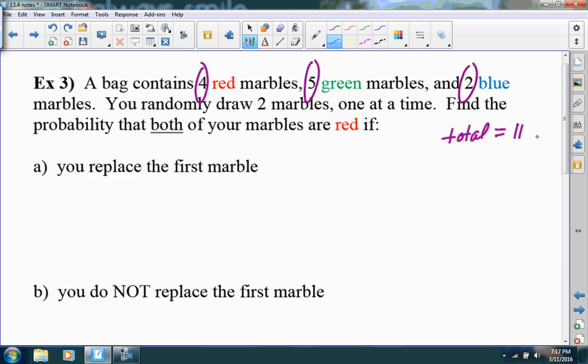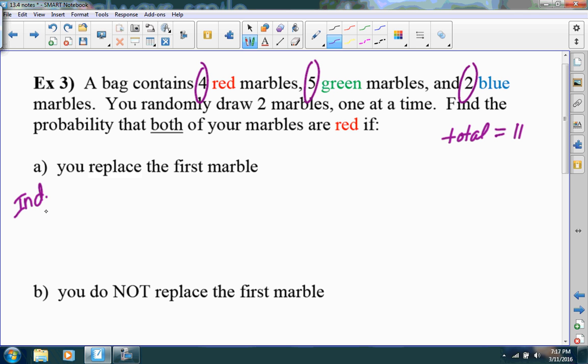So you randomly draw 2 marbles, one at a time. Find the probability that both of the marbles are red. So both times when you draw, you want to find a red marble. Let's just pretend red is your favorite color. But we're going to find the probability if you replace the first marble, and then if you don't replace the first marble. Okay, so remember, when you replace the marble, this is going to be an independent event.